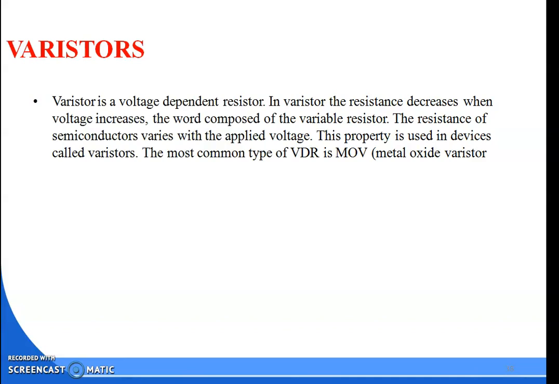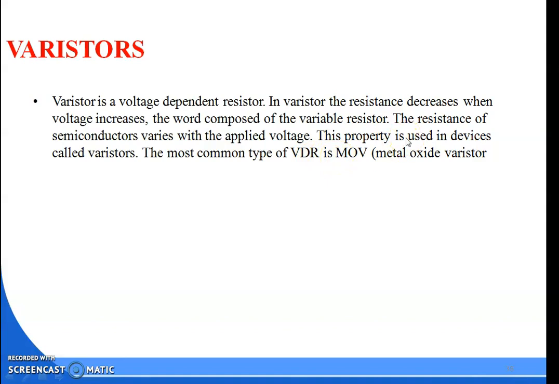The word is composed of variable resistor. The resistance of the semiconductor varies with the applied voltage. If we apply the voltage, the resistance of the semiconductor will vary. That is called a varistor. The device using this property is called a varistor. The most common type is the VDR, voltage dependent resistor, or MOV, metal oxide varistor.